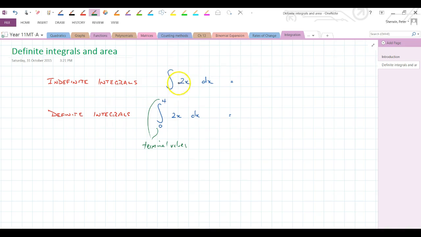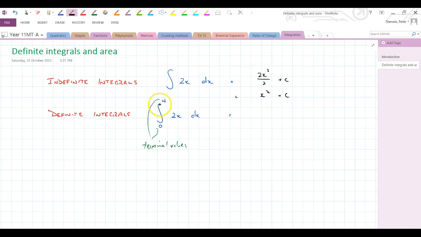Okay, so an indefinite integral, if we're integrating 2x, then simply we're taking 2x, we're upping the power by 1, we're dividing by that new power, and we're plussing c, so we end up with just x squared plus c.